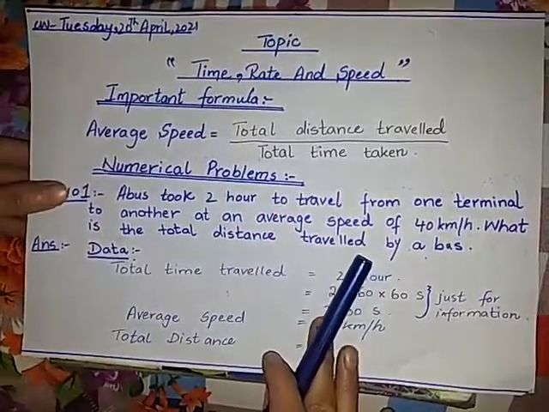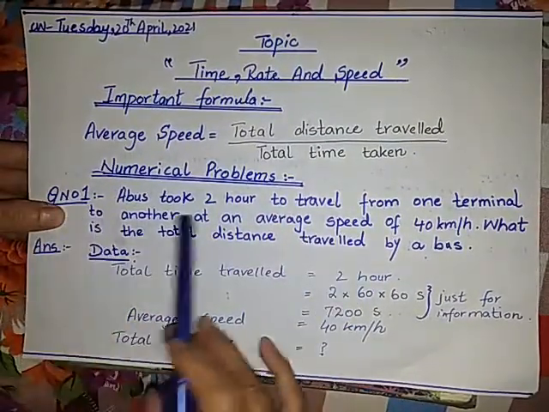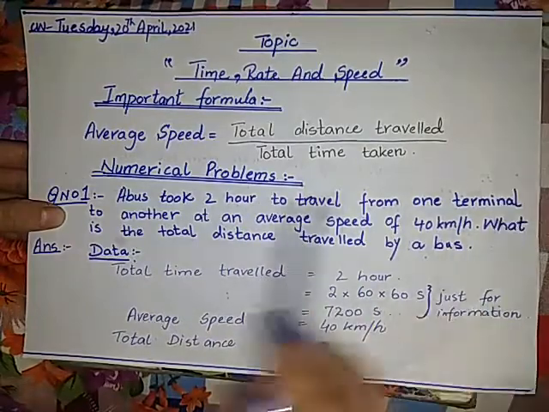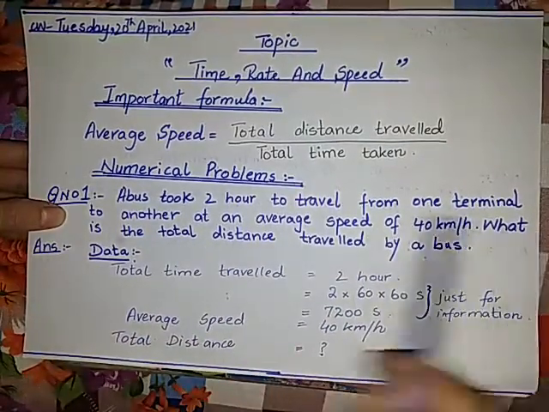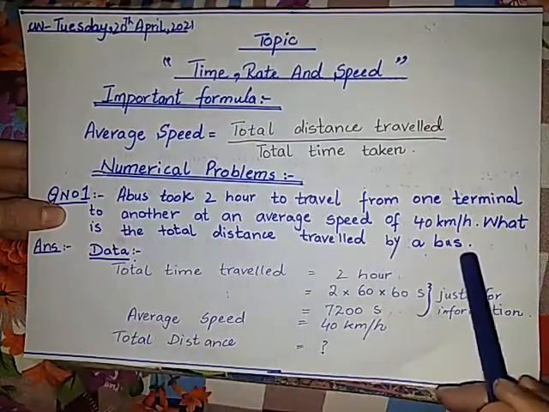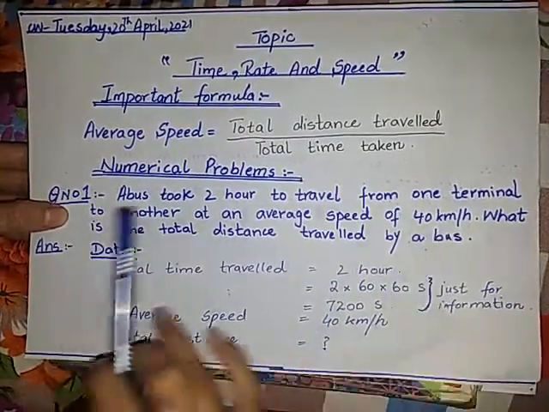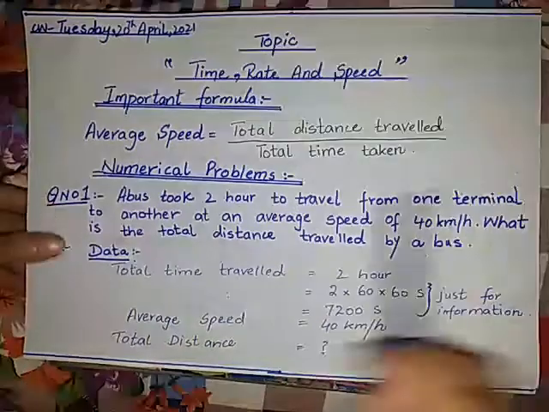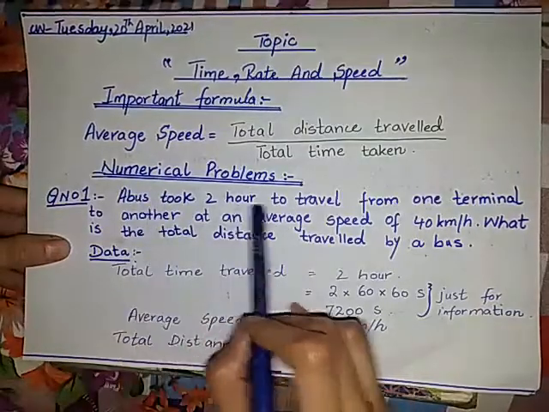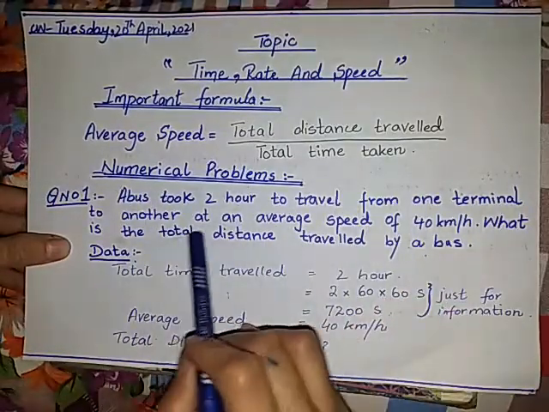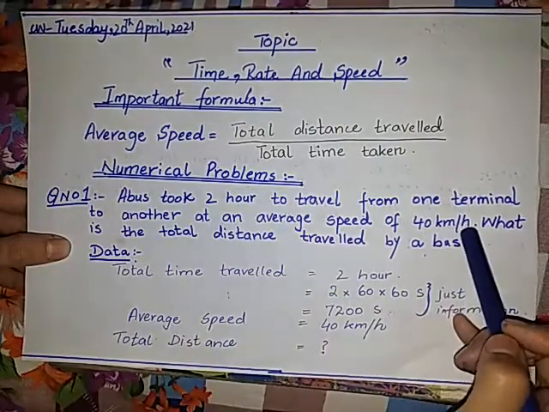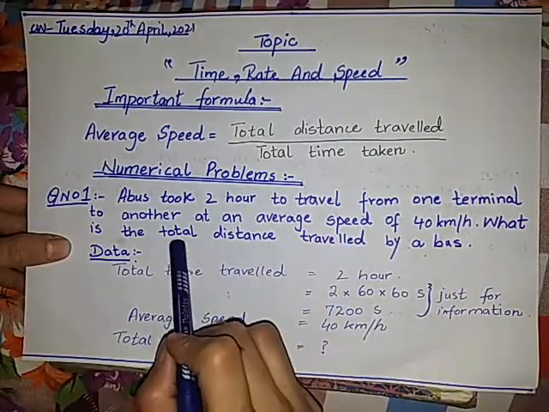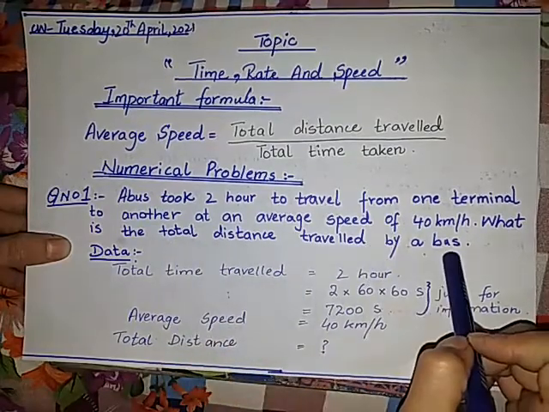So I have given you two numerical problems related to this formula. Numerical problem number 1: a bus took 2 hours to travel from one terminal to another at an average speed of 40 km per hour. What is the total distance traveled by the bus? Here the question is that a bus is traveling from one terminal to another in 2 hours and the average speed of the bus is 40 km per hour. We have to find the total distance traveled by that bus.